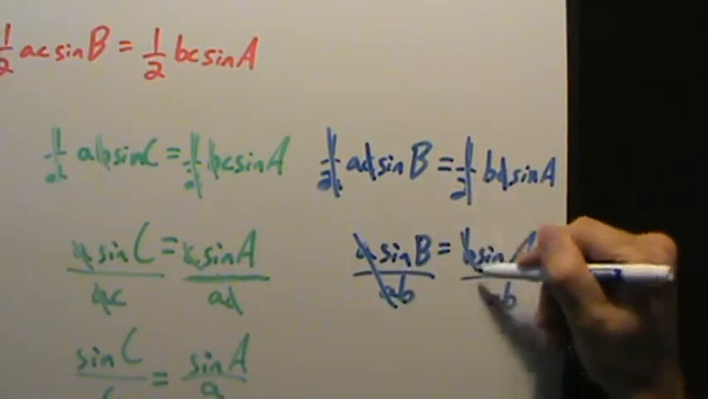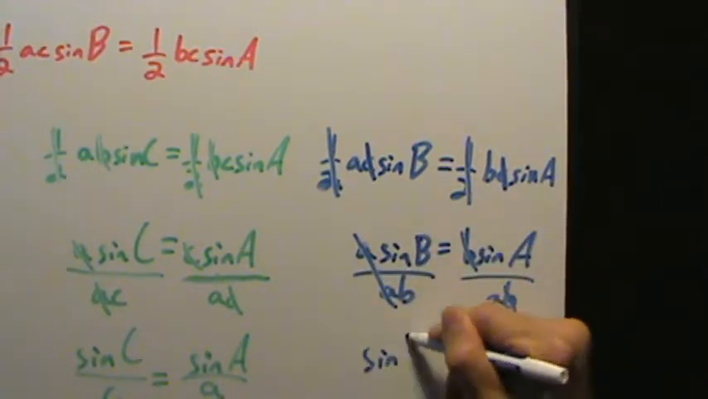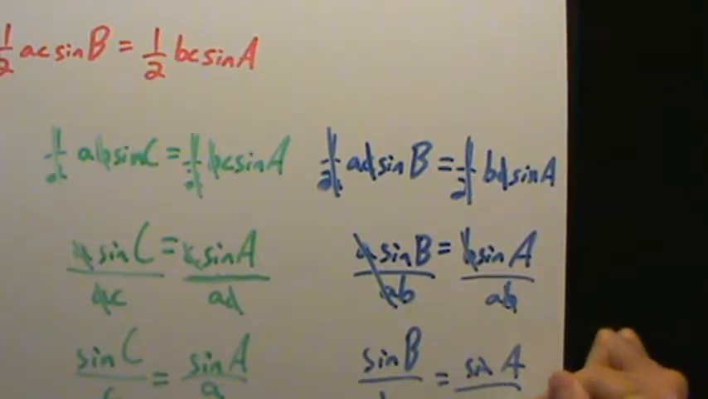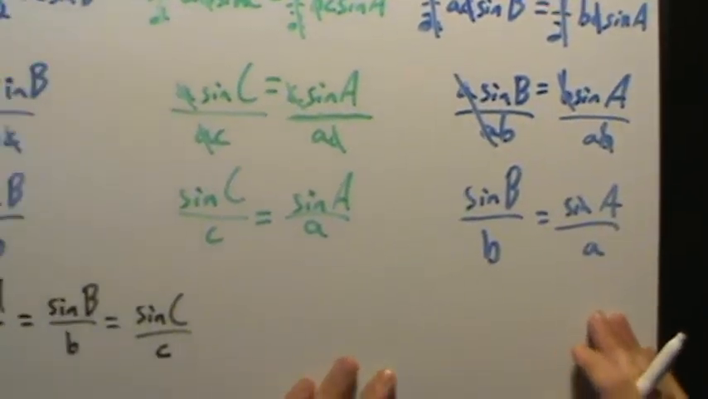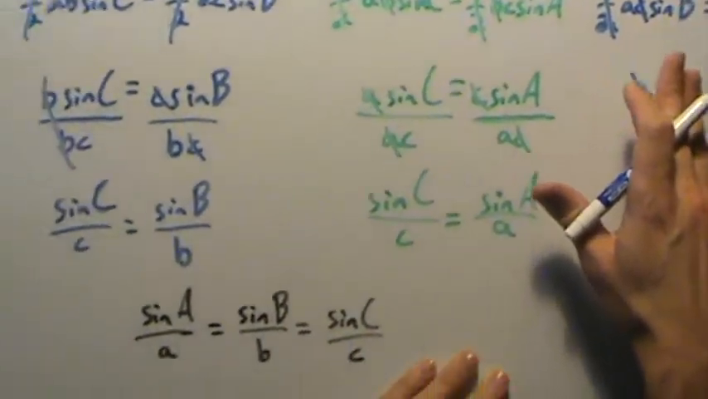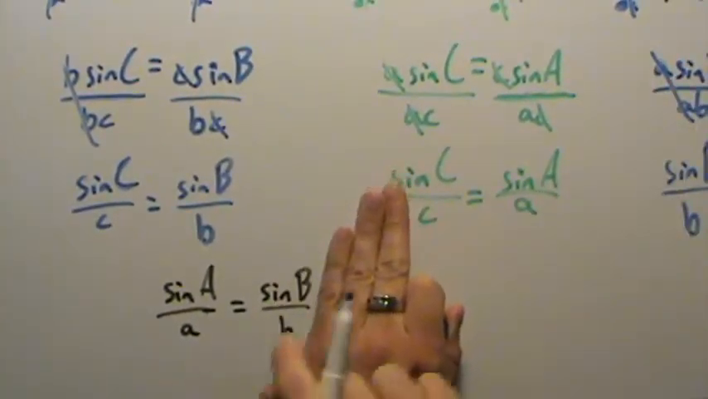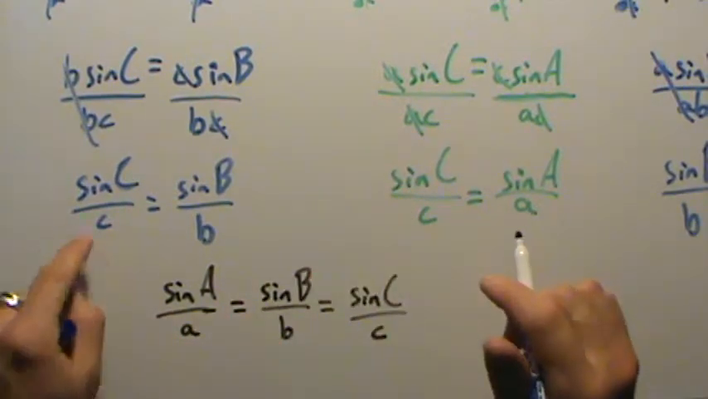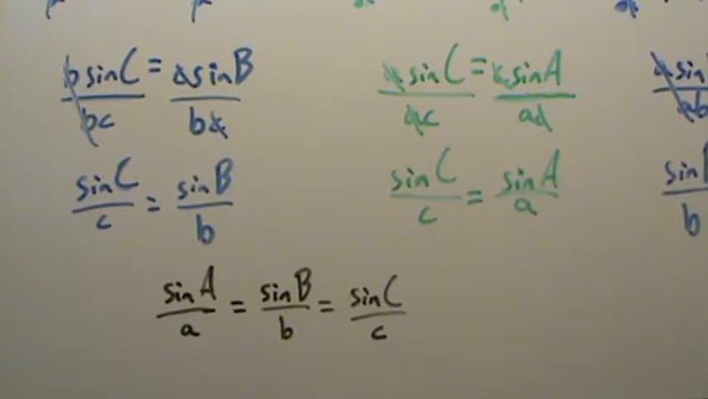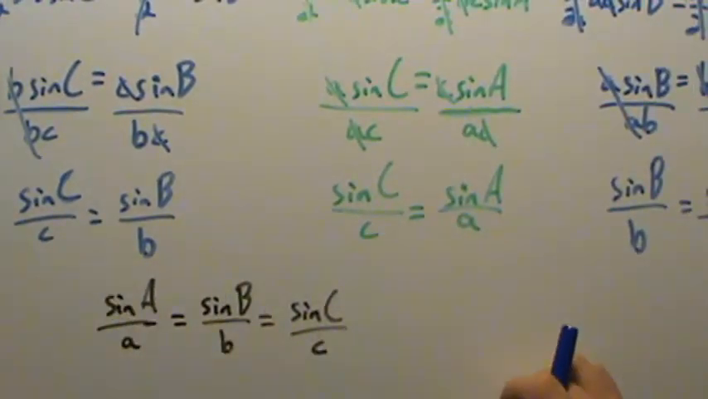A cancels, b cancels over here, and we have sine of B over little b equals sine of A over little a. Okay? And that directly establishes this third equality here. So again, we didn't have to go through this because we can just get this third one from the transitive property, because sine of C over c equals this and that, so these two things have to equal each other. But the reason we went through this is because there's something else I want to point out.